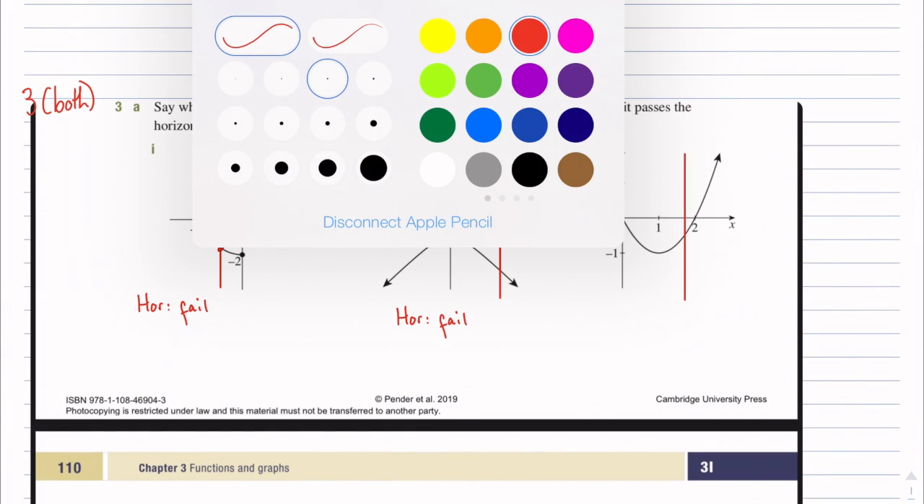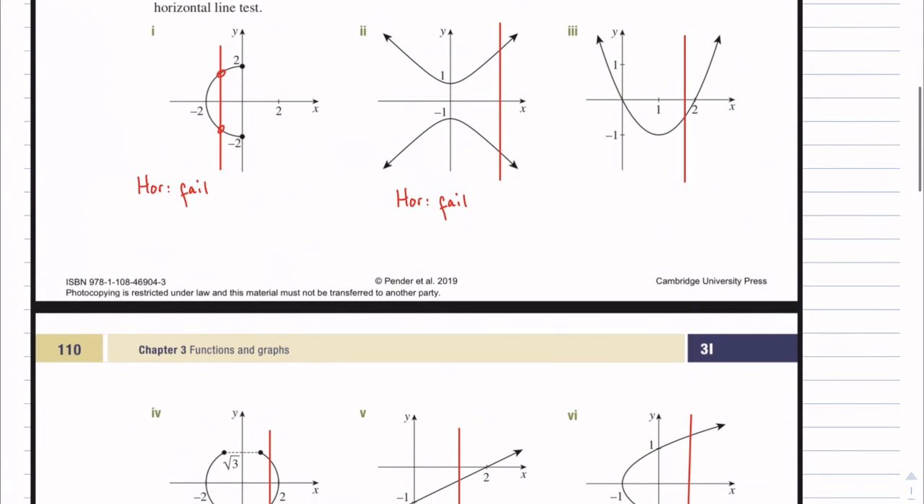Okay, now let's do our vertical line tests in blue. Oh, okay. Brain fail. They were my vertical line tests. I just drew a whole series of vertical lines and called them horizontal. I'm tired. So, vert, vert, vert, which means all the others pass, because it only hits it once.